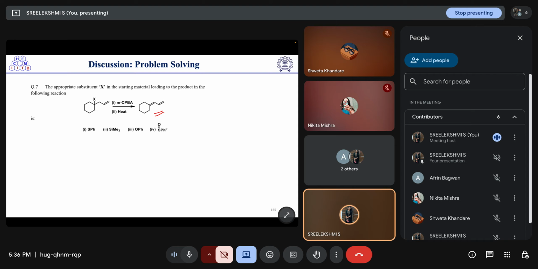MCPBA, metachloroperbenzoic acid, we basically use for epoxidation reactions, or you might have heard about Baeyer-Villiger oxidation, or sometimes other oxidation reactions. Its basic role is providing an oxygen, whether it is epoxidation, Baeyer-Villiger oxidation, or any other type of oxidation reaction. Then in the second step, while heating, some kind of elimination is happening and this double bond is forming.